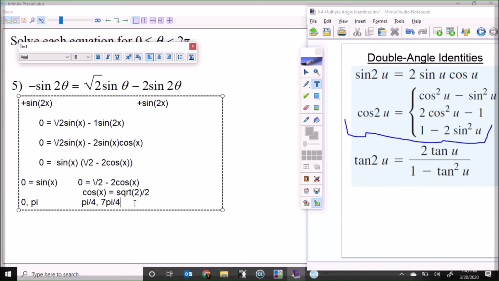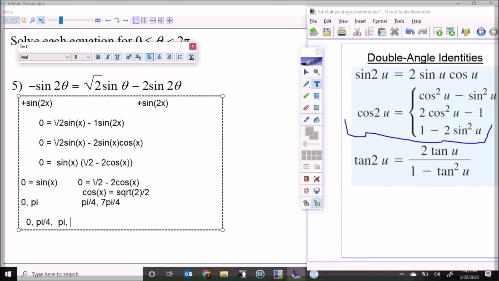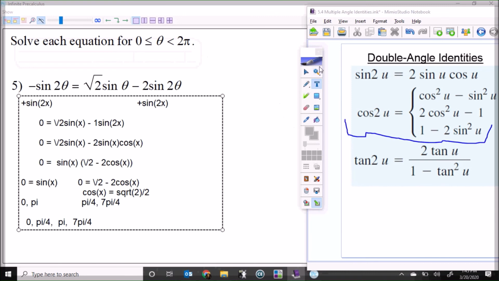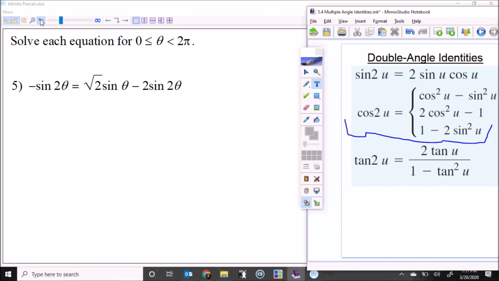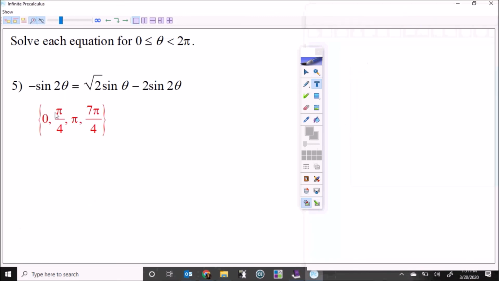Okay, so if I then put my answers in order, I come up with 0, pi over 4, pi, and 7 pi over 4. Alright, I'm going to get this out of the way and see what does that look like if we show their answers. 0, pi over 4, pi, 7 pi over 4.